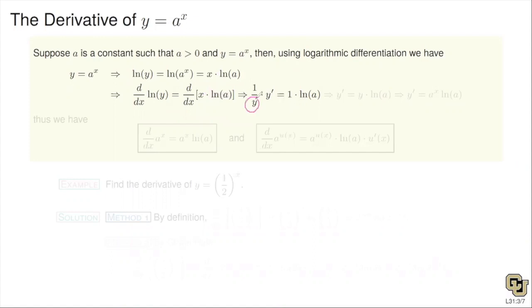My final step here is I'm going to move the y over because I'm trying to solve for y prime. So I move the y over and then finally replace y with its definition. y equals a to the x.